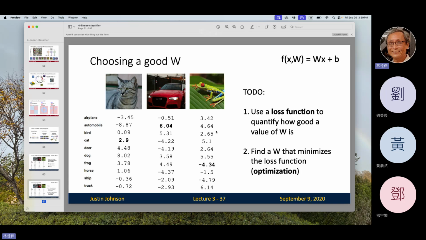Okay, and that's what we do: we define those functions to let the system know how good each of these is right now. Secondly, we ask the system, can you find a W which would make this loss function the smallest? That's the job of the machine learning.